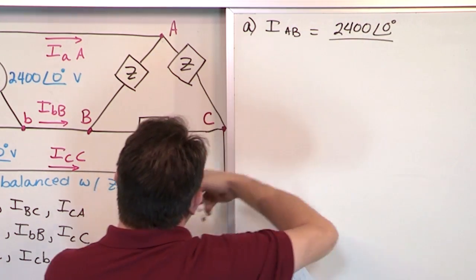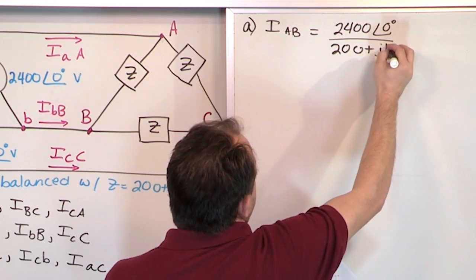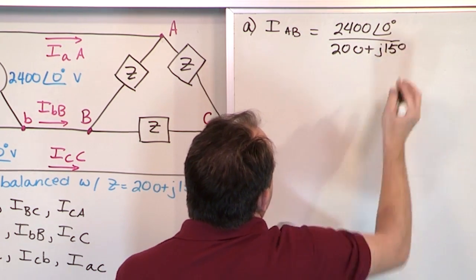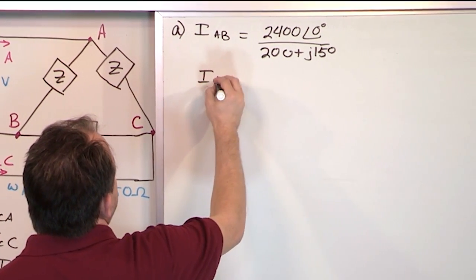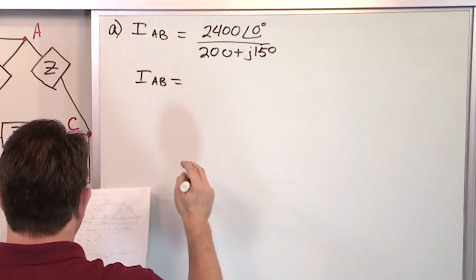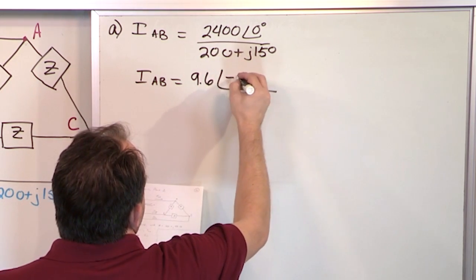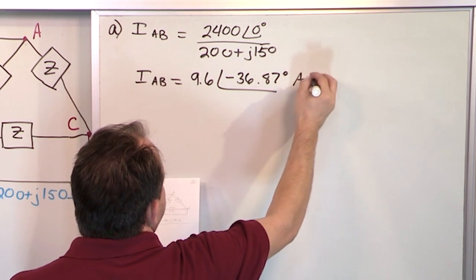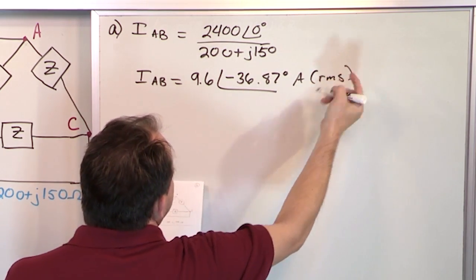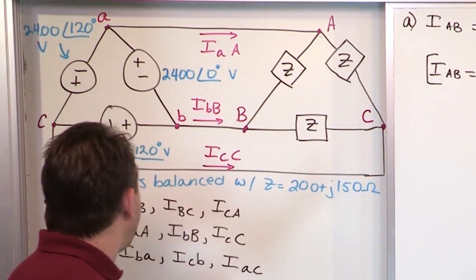And you're dividing it by the impedance of the load, which is the same, 200 plus j150. All right? And so when you do this division in a calculator, you find that I_AB is 9.6 angle negative 36.87 degrees amps, and it's RMS. I'm probably going to forget to write that. RMS is true for all of these. So this is one part of part A.